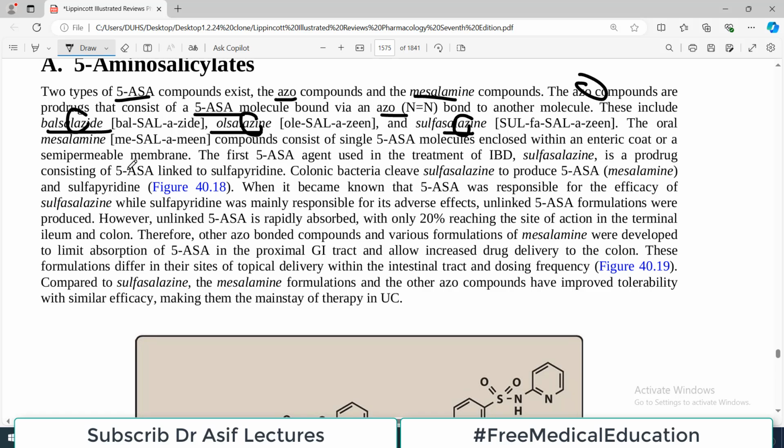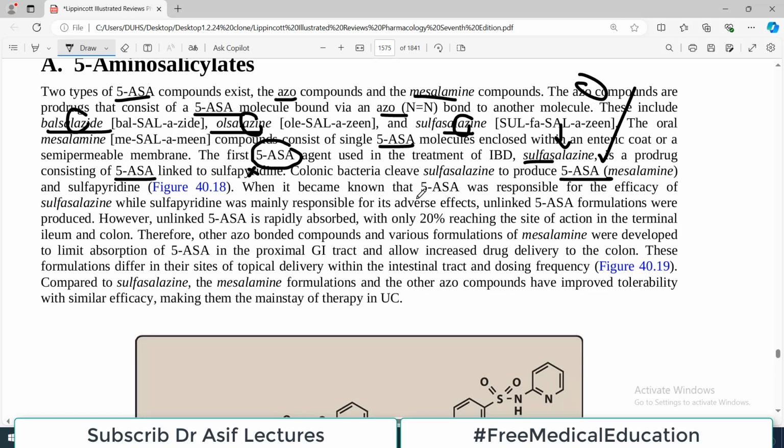The oral mesalamine compounds consist of a single 5-amino salicylate molecule enclosed with an enteric coat. That's orally available, that's fine. The first 5-amino salicylate agent that was used in the treatment of IBD was sulfasalazine, so that has a historical perspective. It's a prodrug consisting of 5-amino salicylate linked to sulfapyridine, this is not important information for exams. Colonic bacteria cleave the sulfasalazine to produce 5-amino salicylates, so that's an important one, okay?